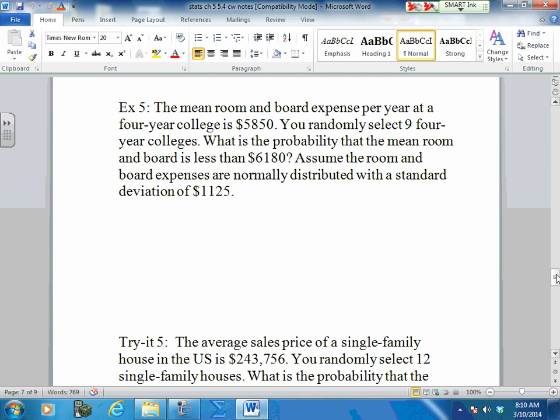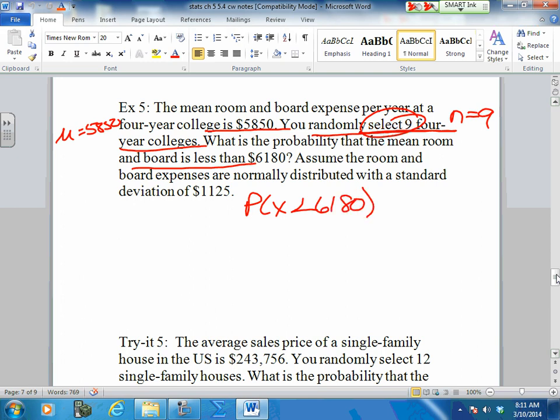room and board expense per year at a 4-year college is $5850. Remember, this book is quite old. It's no longer that. Trust me, it's no longer that. You randomly select 9. Here's your sample size, guys. 9 4-year colleges. What is the probability? Here's your probability statement that X is less than 6180.